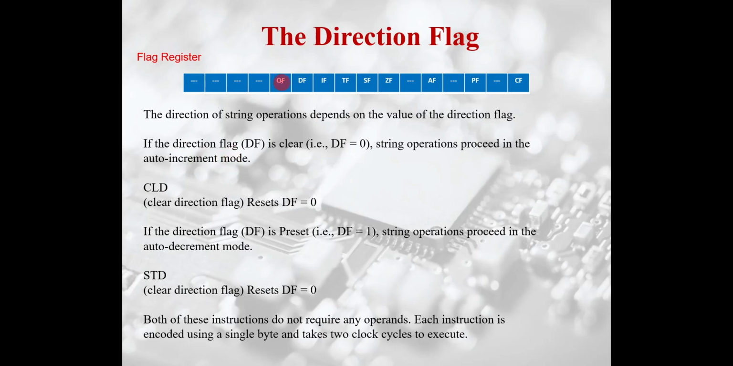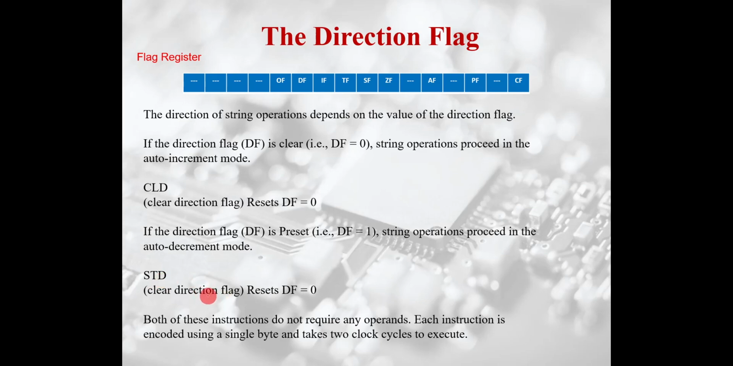So how to set the D flag to 0? You can give the instruction CLD, clear D, which puts a 0 into the DF direction flag. Similarly, if DF is 1, then after every single transfer the SI and DI registers will be decreased by 1. And how to put a 1 into DF? That can be done by writing STD, set D, that is, it puts it into 1.